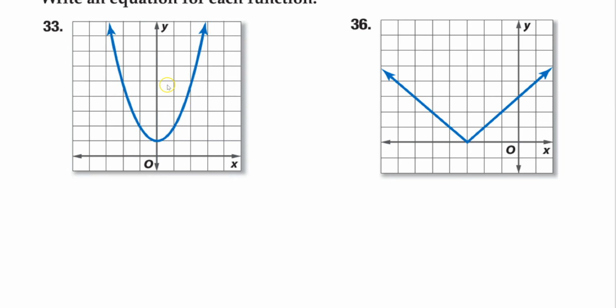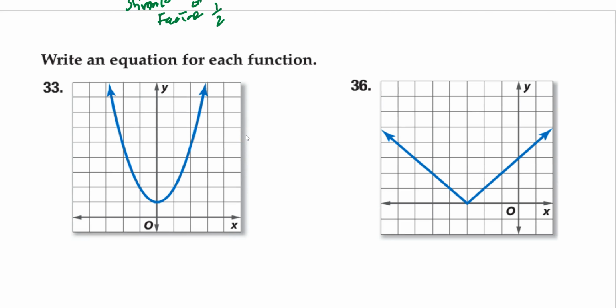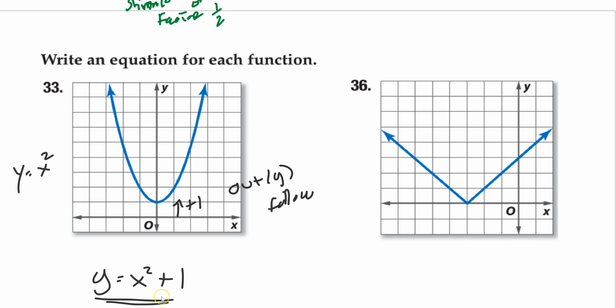In this, we want to write an equation for each one. So the first key is to understand what the parent function is. This is a parabola. So we're going to write y equals x squared. That's what it basically looks like. Now what's going on is it moving up, down, left, or right. It looks like it's moving up 1. Remember, if you move up and down, it goes on the outside. So in my equation, I'm going to write it like this. On the outside, I put +1.